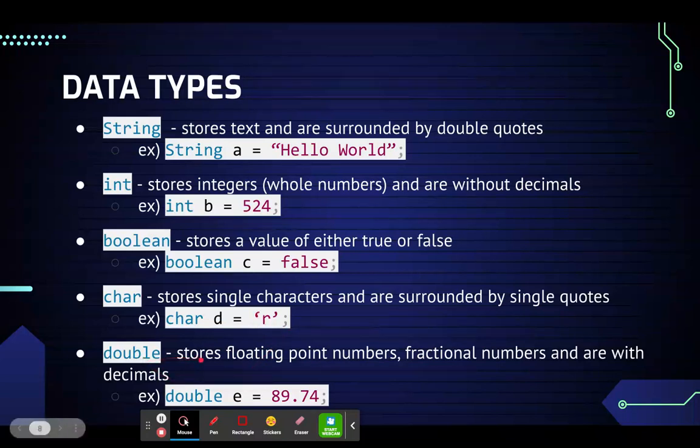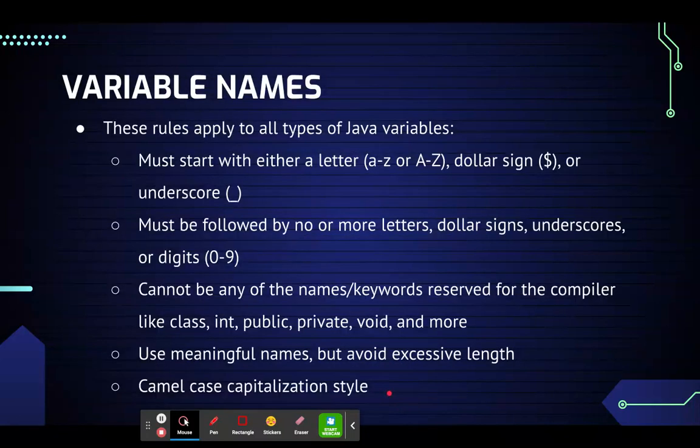Then double, which stores floating point numbers, fractional numbers, and it's with decimals. So the example is double e equal to 89.74, semicolon. After the data type is the variable name, and there are certain rules that you have to follow, and they're applied to all types of variables.